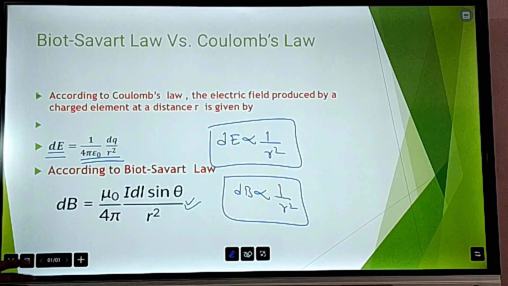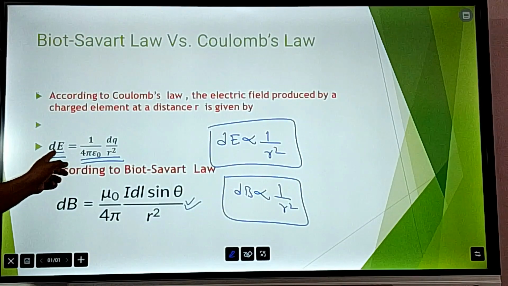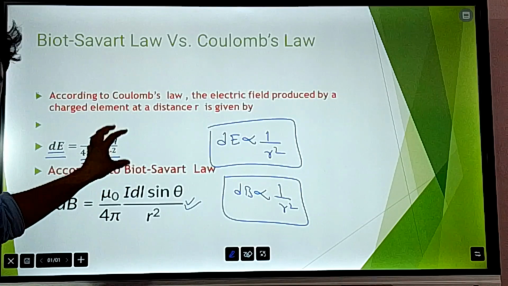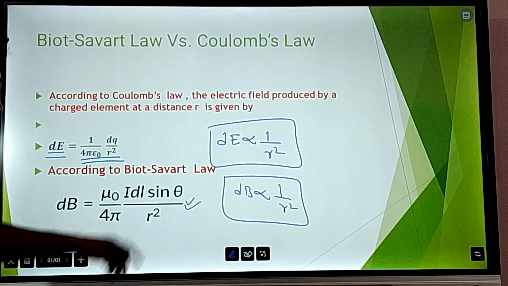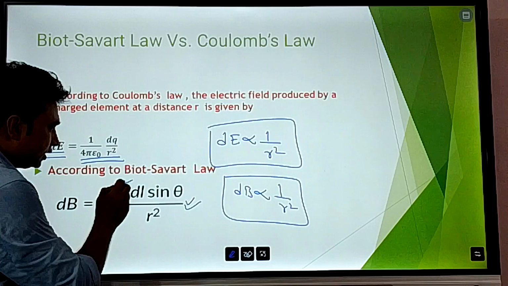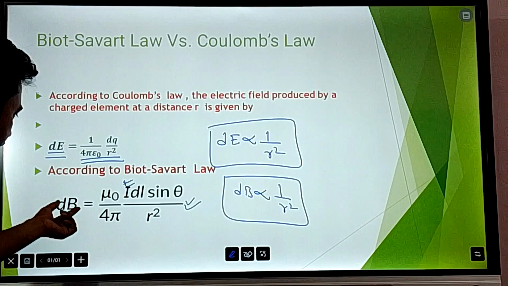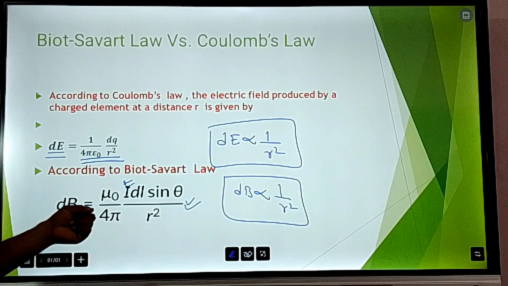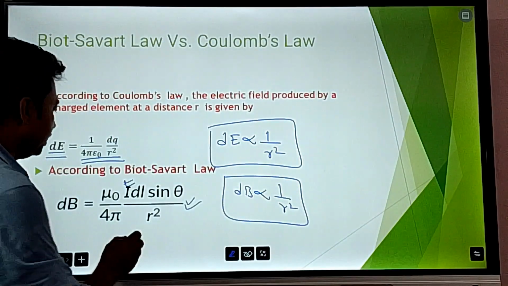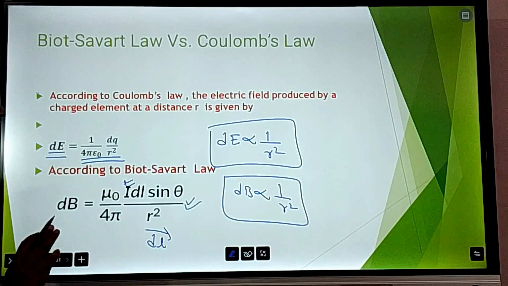And what is the difference between these two things? The difference is that here the source of the electric field is dq, the charge. But in case of the Biot-Savart law, the source of the magnetic field is current, meaning I dl. This current element, the dl vector, is the source of the magnetic field. Here it is the source.